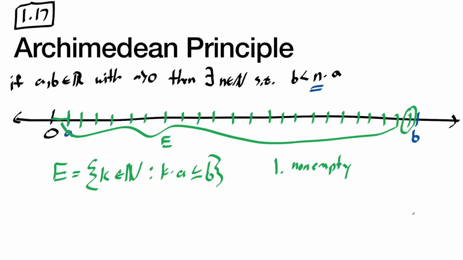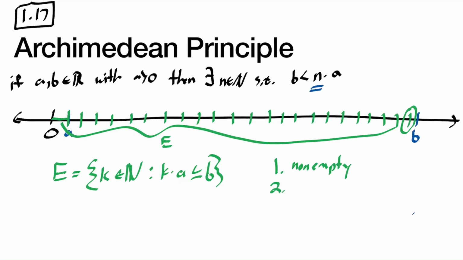Well, you actually break the problem up into two pieces, and you go, well, if A is bigger than B, then this theorem is true trivially, so we don't have to worry about the problem. But if B is bigger than A, then n equals 1 has to be in our set E. So n equals 1 has to be there. So this thing is non-empty.